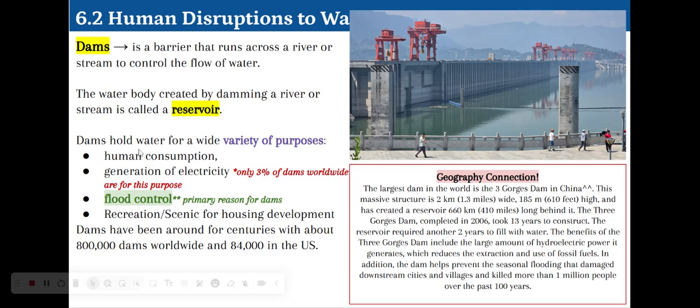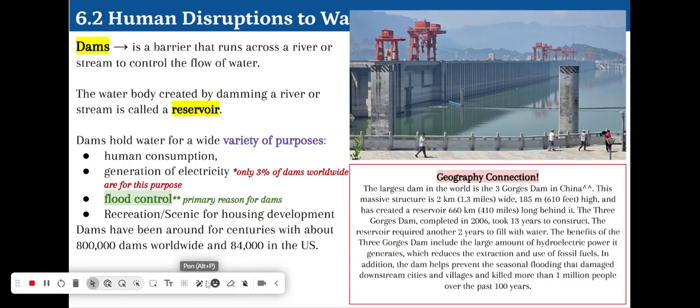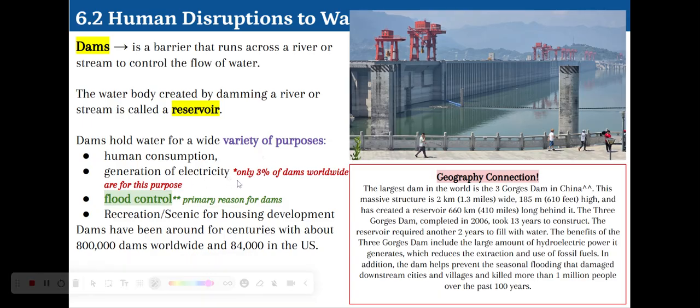So dams hold water for a variety of purposes. One of them is for human consumption of that water source, and the generation of electricity. A lot of people think that the majority of dams are for this purpose, but only 3% of dams worldwide are actually for generating electricity. The primary reason is for flood control. We also can then prevent the flooding so we can have housing, and it's also kind of scenic, I guess.